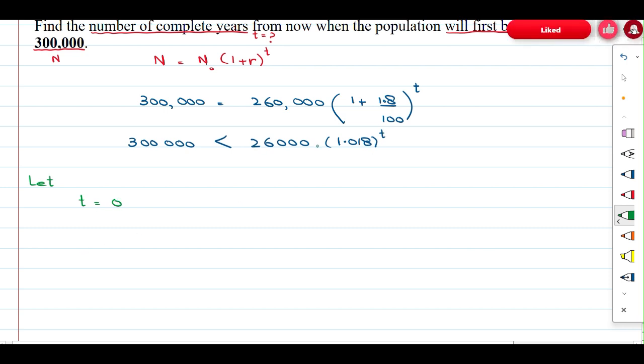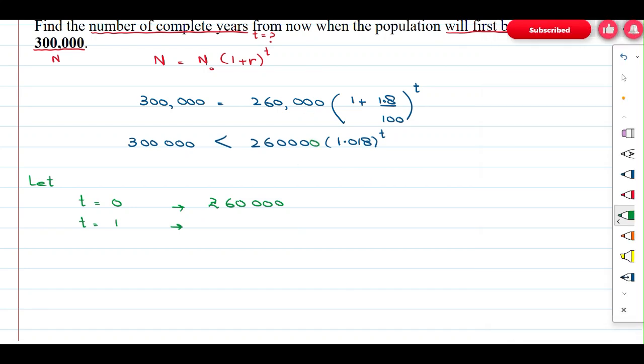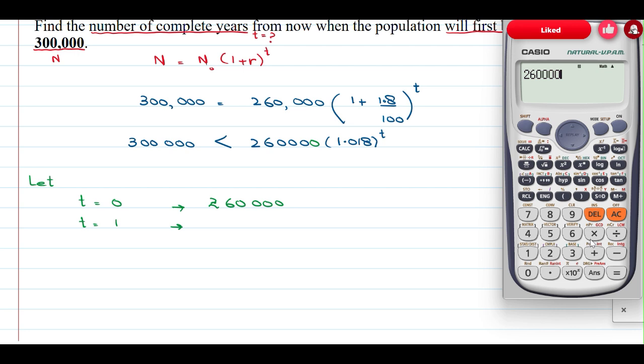So this is just 200. This side is 260,000. Okay. At t equals 1, what is its value? 260,000 with one more 0, and bracket 1.018 to the power of 1, that is 264,680.